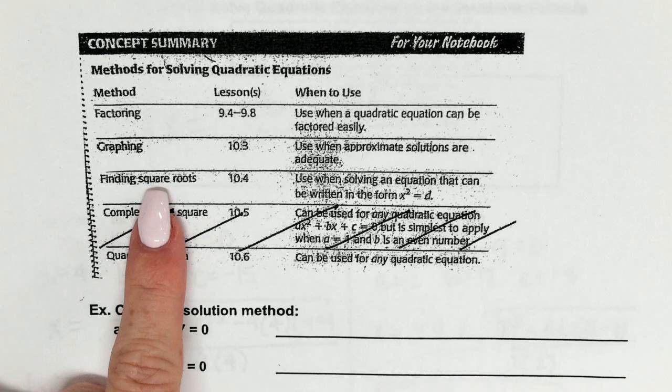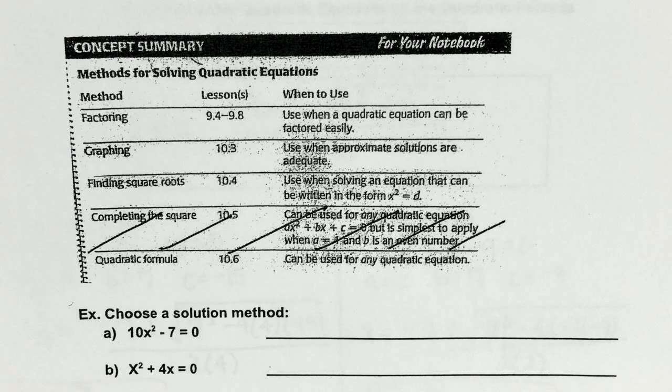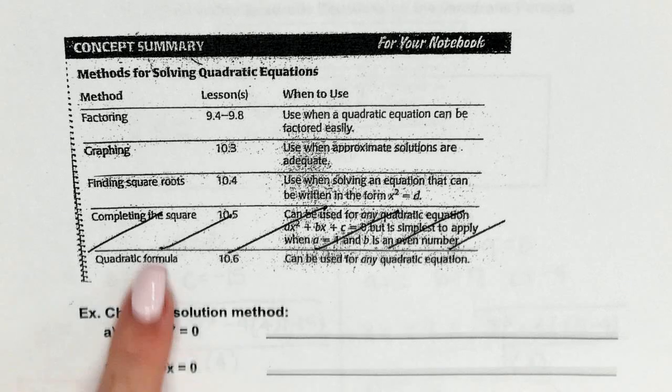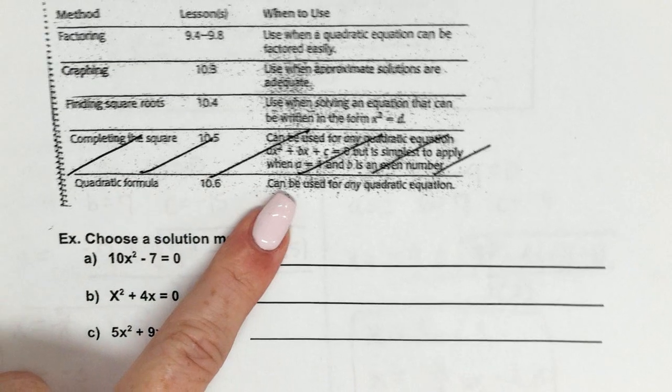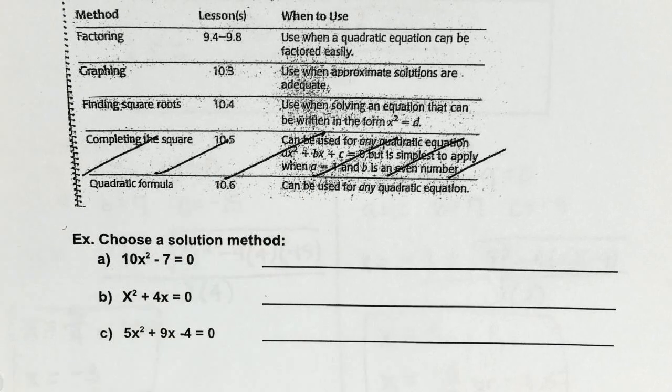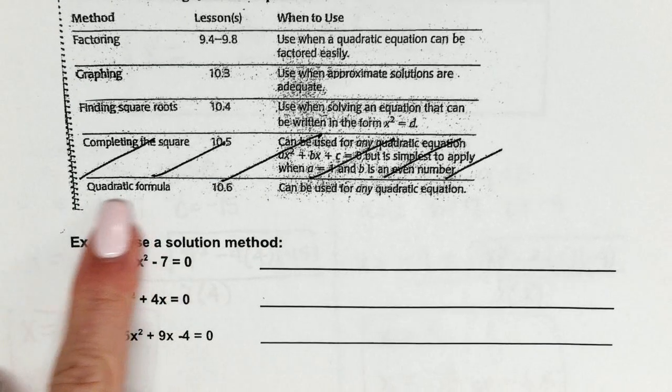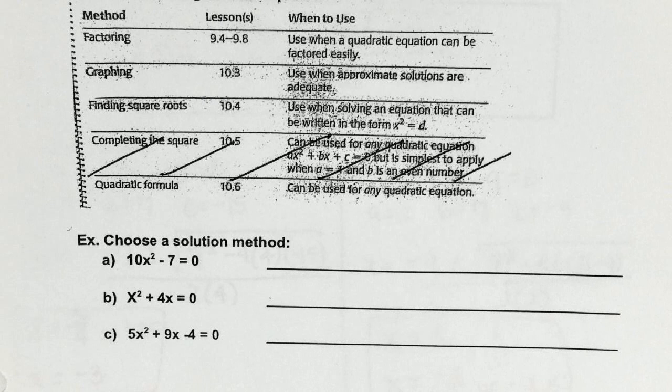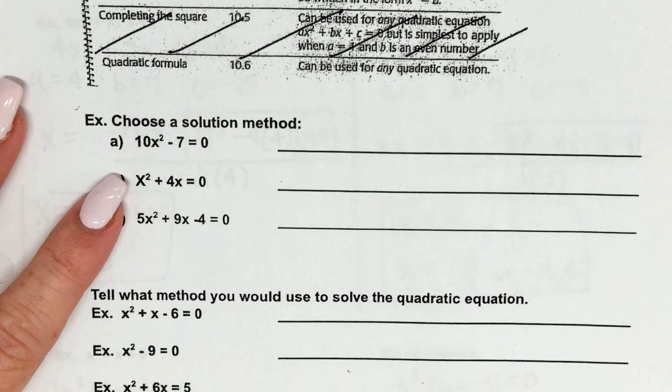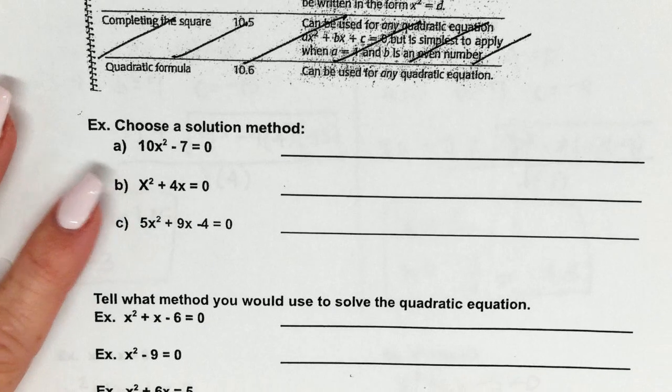When would you find square roots? When the bx is missing. And when would you use the quadratic formula? On any quadratic function. So this one will work for everything. That's why I like using this one. So just looking at these, which method would you use?